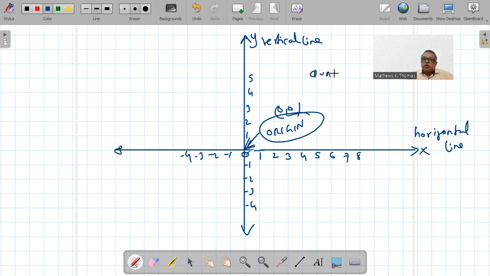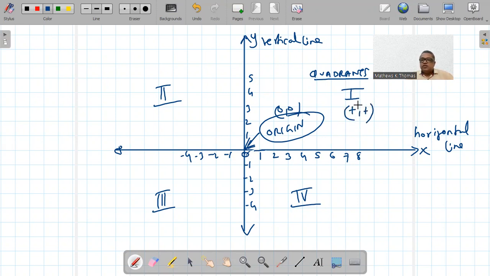These 4 parts are called the quadrants. The quadrants are the 4 parts. So this is quadrant number 1. This is quadrant number 2, quadrant 3, and quadrant 4. Now, when we talk about the origin, the point of intersection is 0, 0. Quadrant 1 has both x and y coordinates positive. So here we are having positive, positive. The x coordinate is always written first, and the y coordinate is always written second.